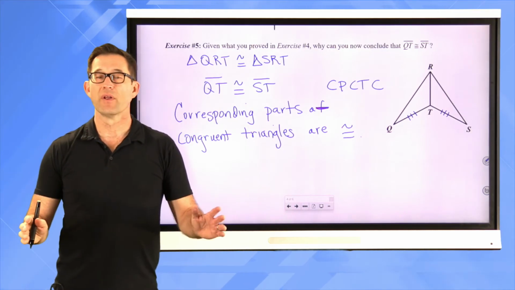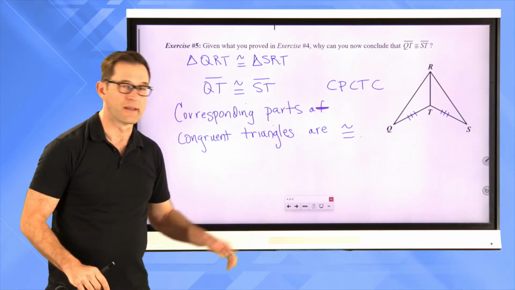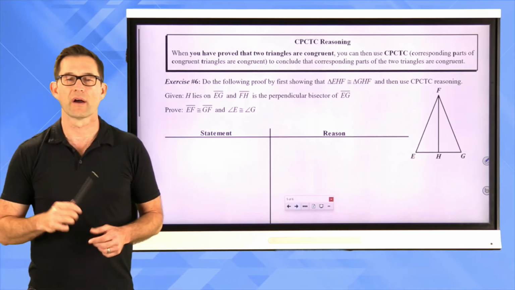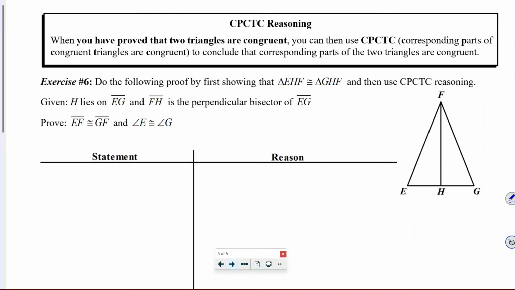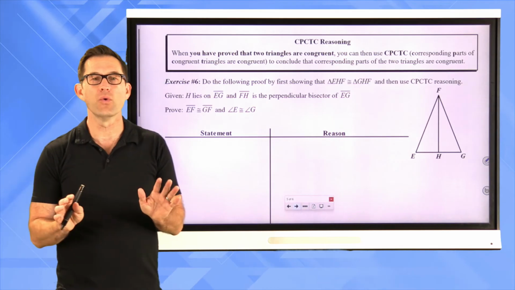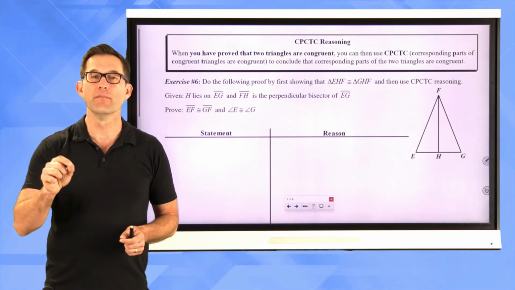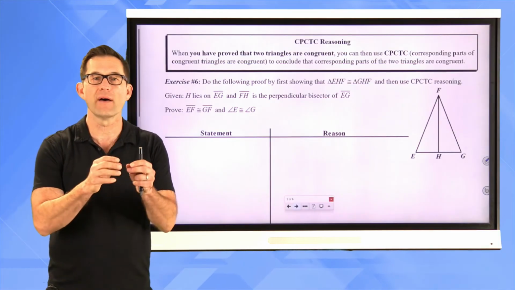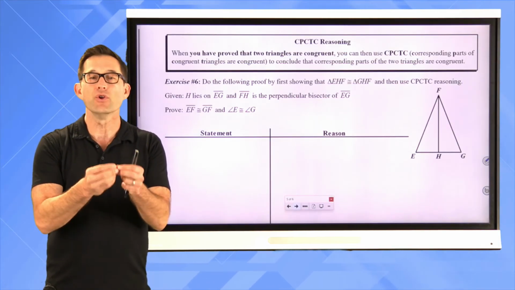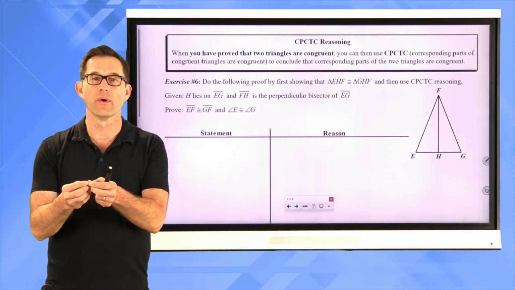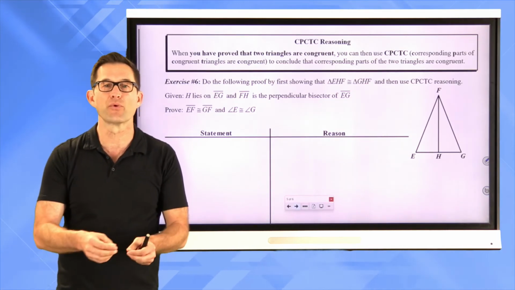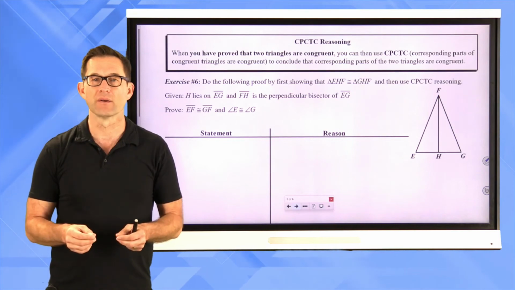All right, simple enough. Now, CPCTC reasoning is really important, right? So let's talk about that. When you have proved that two triangles are congruent, you can then use CPCTC, corresponding parts of congruent triangles are congruent, to conclude that corresponding parts of the two triangles are congruent, right? And again, it's really kind of cool. Understand, this is actually the thrust of most important geometry proof, which is that you have a limited number of conditions. You use those to prove that two triangles are congruent, and then you use that fact to go on to prove that two parts of those triangles are congruent.